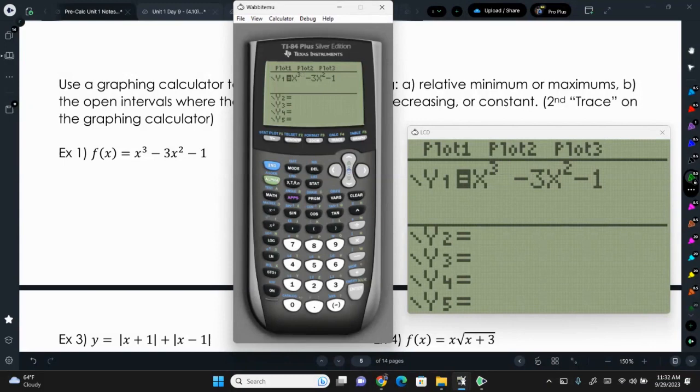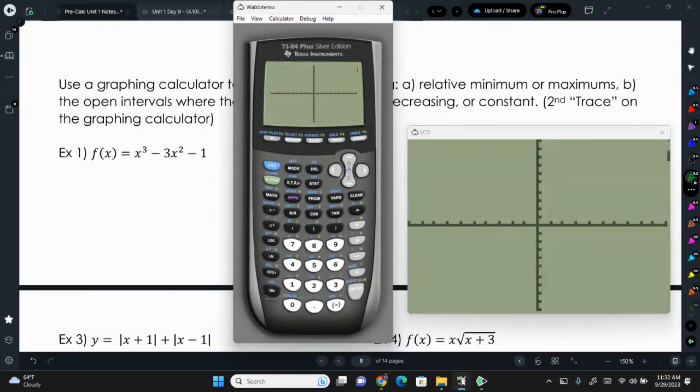Okay. So when we graph that, we have our function increasing, then it decreases, and then it increases again. So we have a maximum right here and a minimum right there. We need to figure out where those points are.